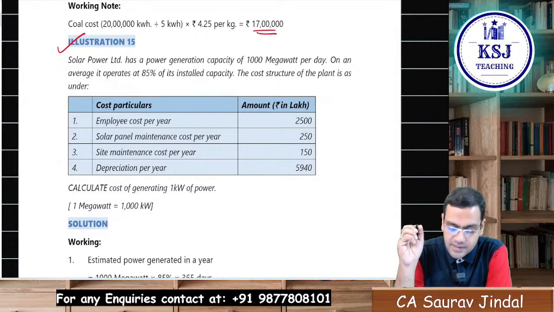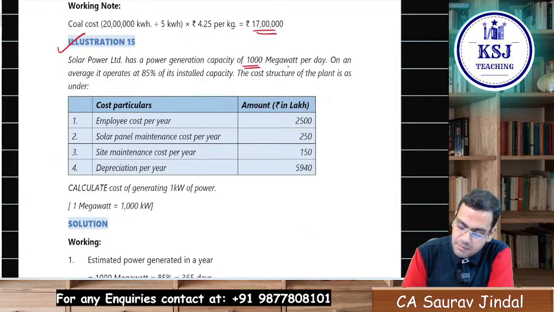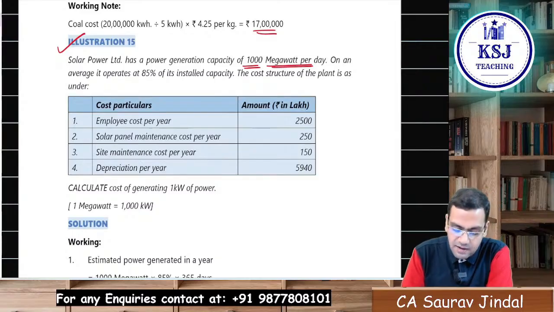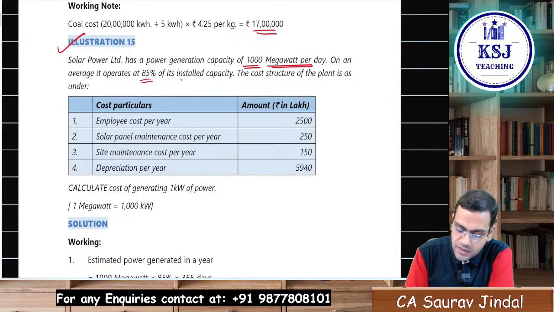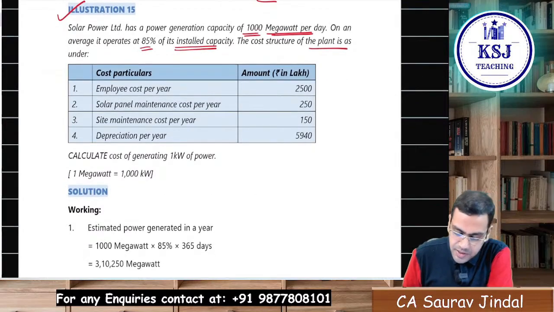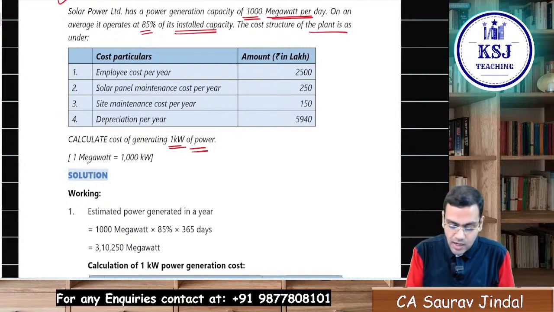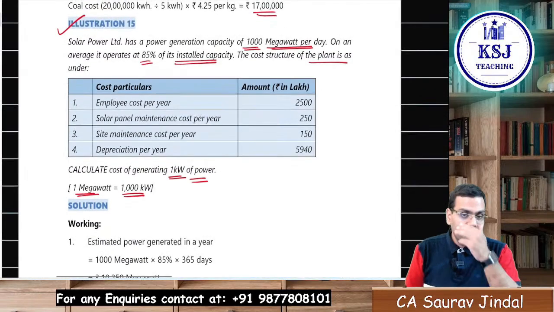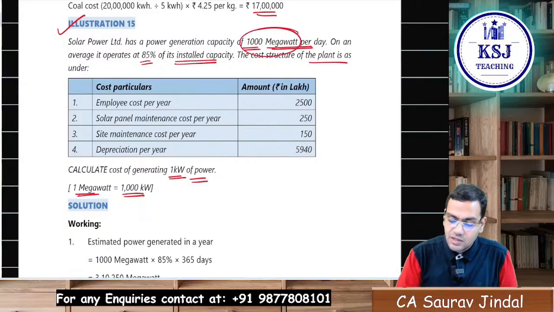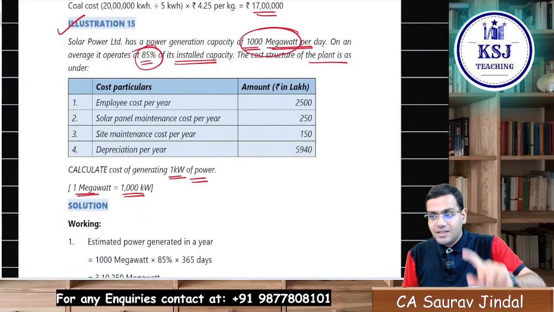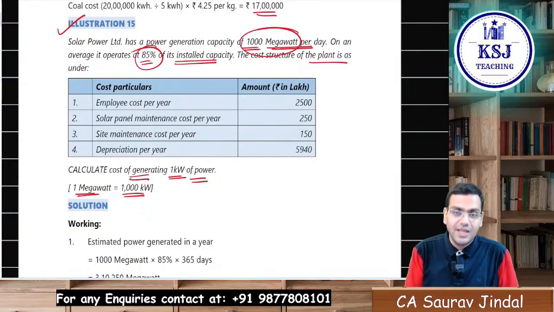Solar Power Limited has a power generation capacity of 1000 megawatt per day. On an average, it operates at 85% of the installed capacity. Okay, the cost structure is as under: employee cost per year is given, solar panel maintenance cost per year is given, site maintenance cost per year is given, depreciation is given to you. Calculate the cost of generating 1 kilowatt of power. Now here the units are important, sir. 1 megawatt is equal to 1000 kilowatt hour. Firstly, everything is given for the megawatt. 1000 megawatt, 85% capacity. But in the end, when he is asking you to calculate the cost of generating, he is asking for 1 kilowatt.